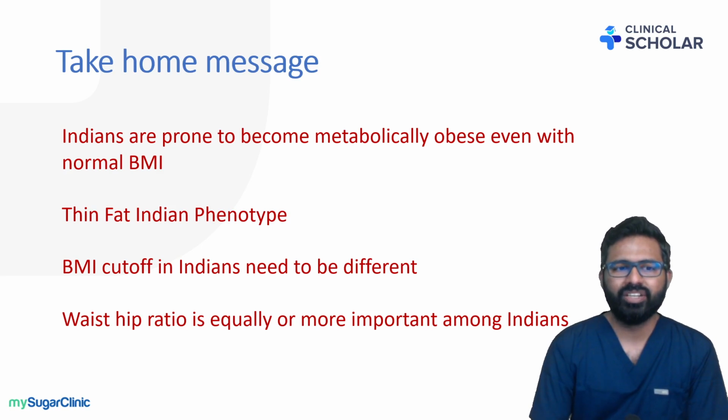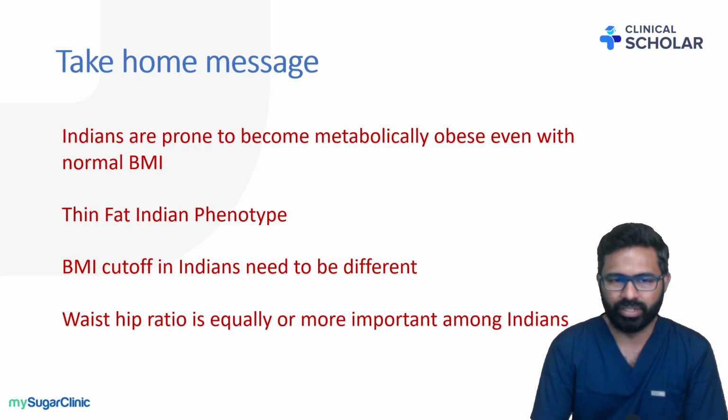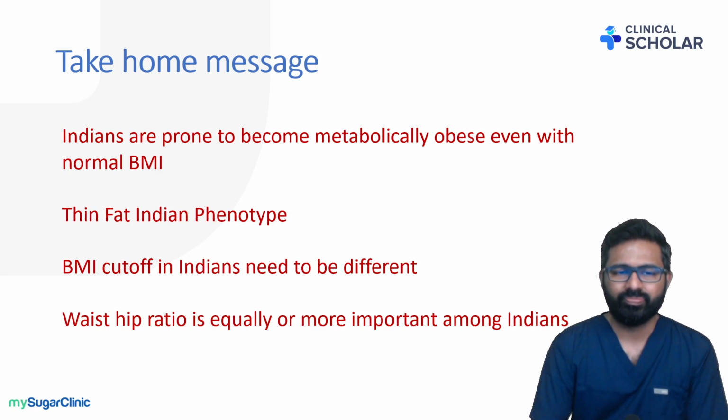Third, BMI cutoffs for Indians need to be different. The international cutoff should not be extrapolated to our population. Ideally, the cutoff should be lower, and we can take the BMI cutoff for obesity as 25 and overweight as 23. Fourth, waist-hip ratio, which is a measure of central obesity, is equally or more important than BMI among Indians.